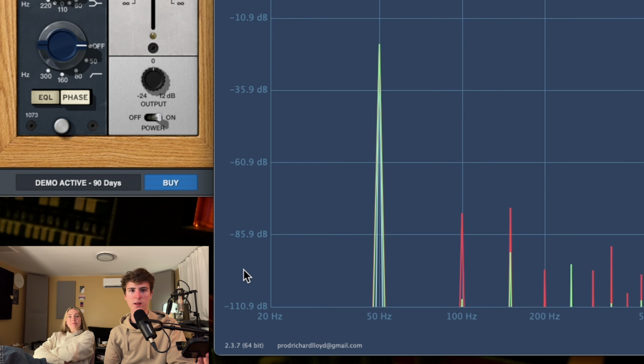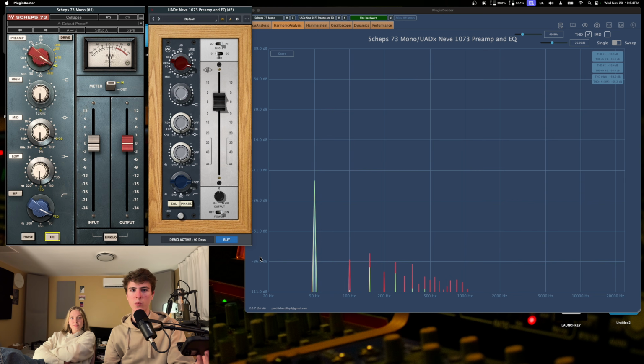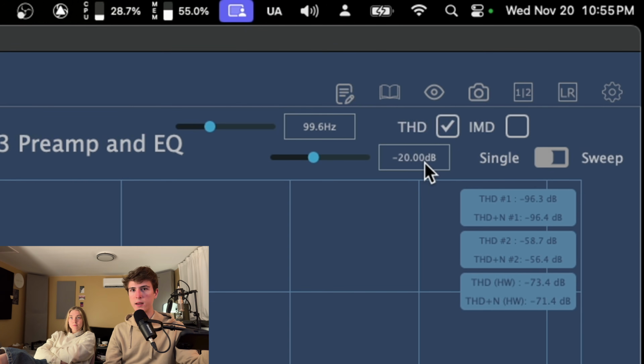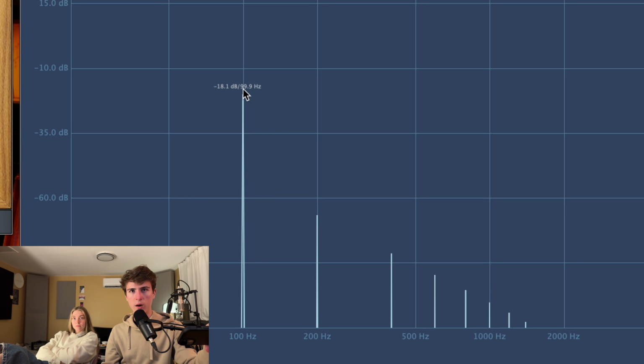Let's do our baseline here at negative 110, maybe. Let's start with the EQs switched out. Then we'll switch them in on kind of a default setting. We want 100 hertz at negative 20. We'll go to the first stage of mic gain for this. Whoa, 100, 200, 400, 600. So the Waves is just by default got some even order stuff going on.